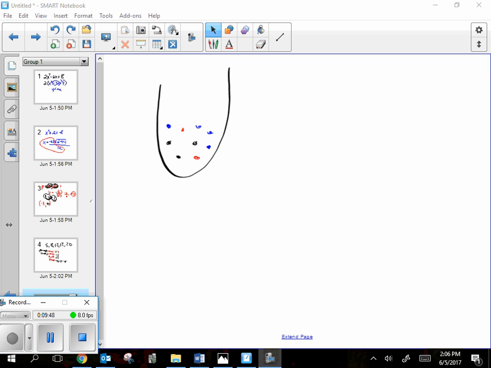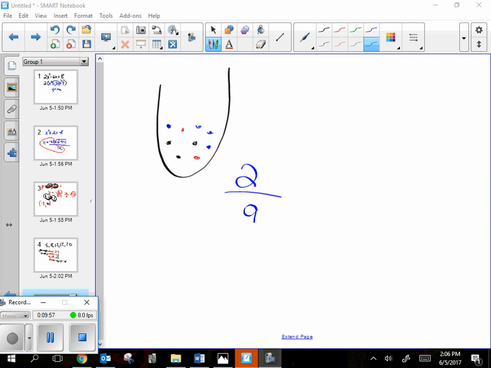Okay, here we go. You should have said that there were 2 red ones in there, but you can't just say 2. That's not a probability. 2 over 3, 6, 9 possible. 2 ninths. Raise your hand if you had that one right. Okay, good.